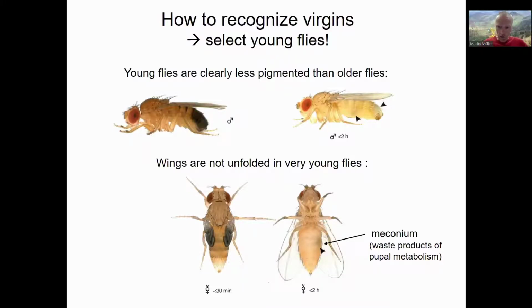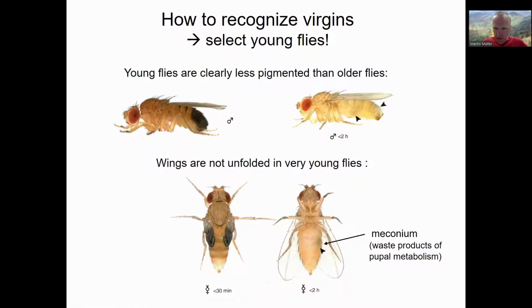If they are very young, like shown in this picture here, the wings are not unfolded yet. So in the pupal case where the larva transforms into the adult, there is no space for the wings to be already unfolded, so they are packed tightly, and only after about half an hour these flies unfold and acquire the form, the shape that they have then during the rest of the life of the fly.